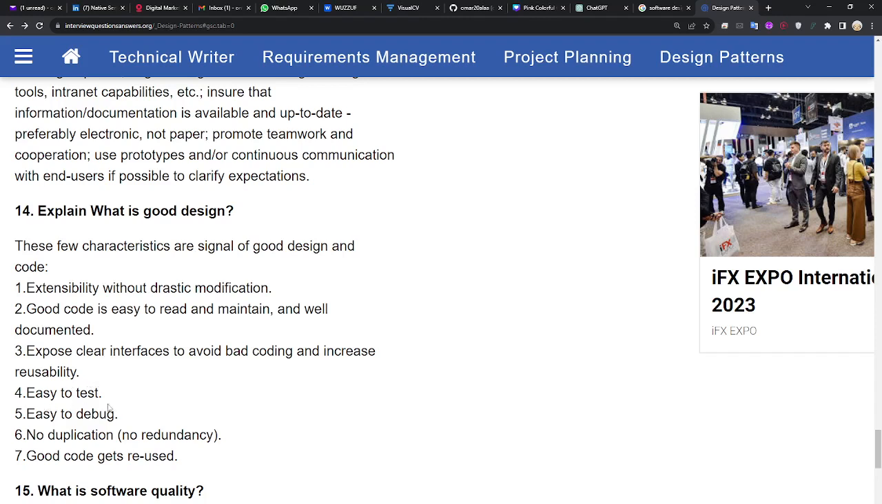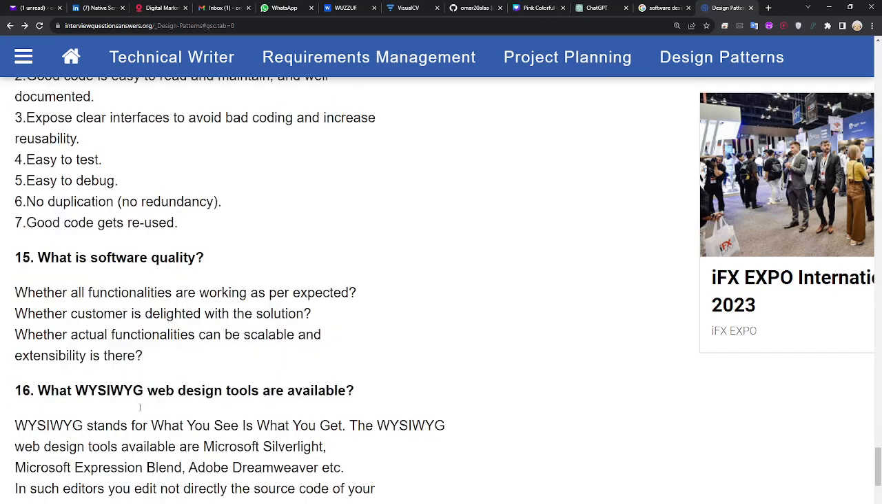Easy to test، سهل انك تعمل له اختبار. Easy to debug، سهل انك تعمل debug للكود وتقدر توصل للمشكلة بسرعة. No duplication, no redundancy، يعني مفيش تكرار للكود بتاعك. Good code gets reused، الكود الكويس تقدر تريوز، تعيد استخدامه منين ما تحتاج.